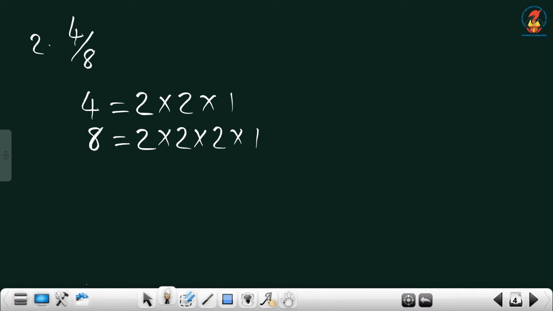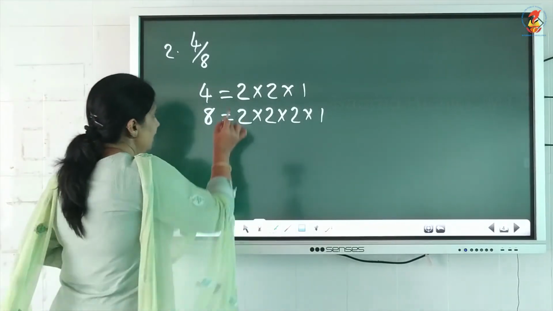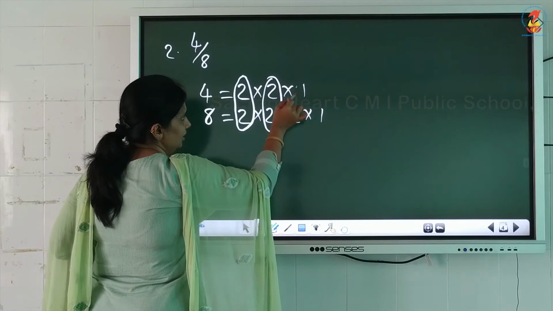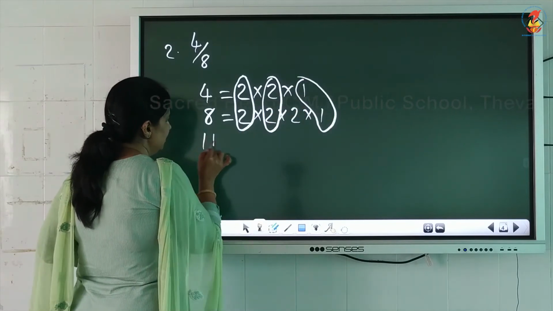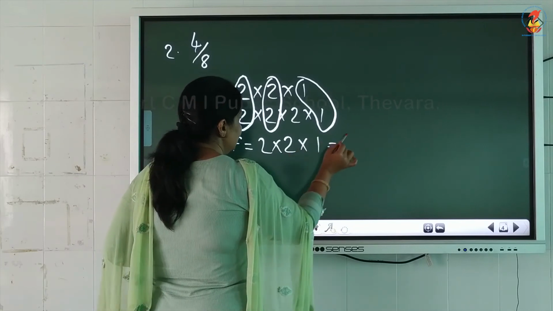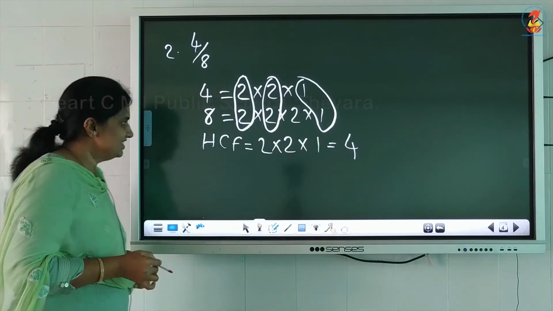I didn't do it like that. I wrote all the factors. The same factors only you get from the division method also. Okay. And the common factors are 2, one more 2, then 1. HCF is what? HCF is 2 into 2 into 1. That is 4. Is it clear?